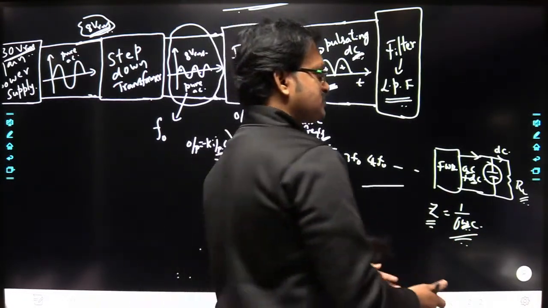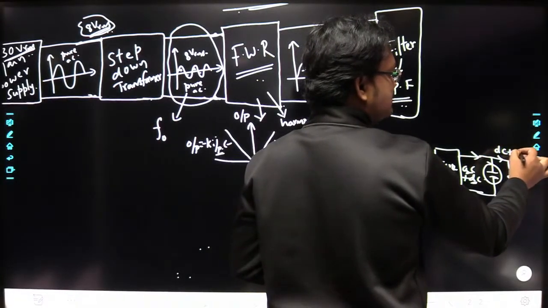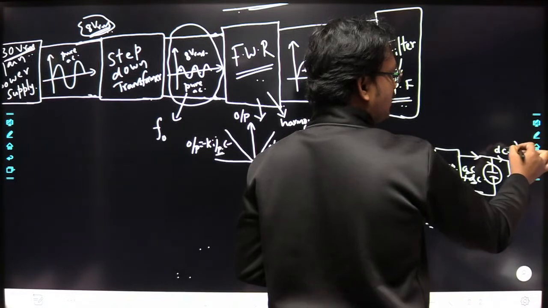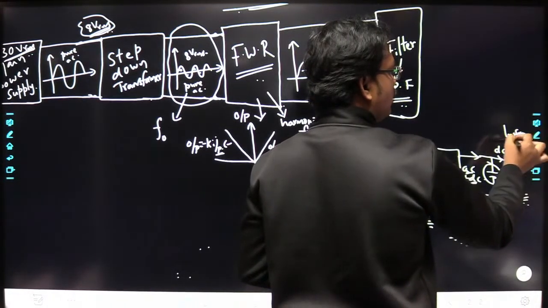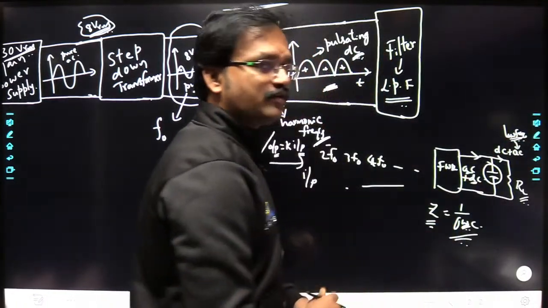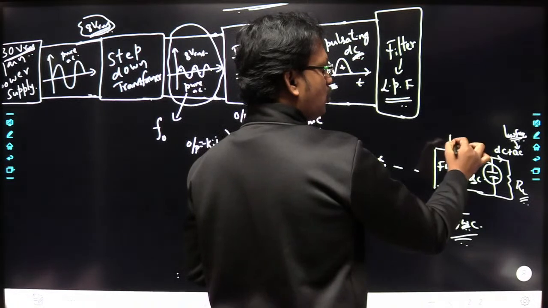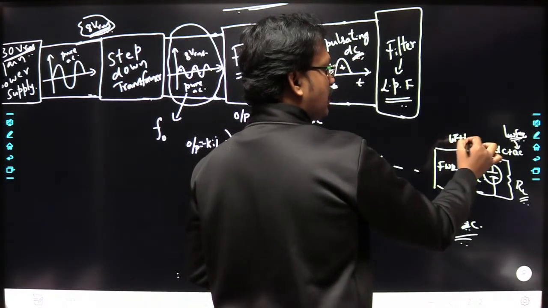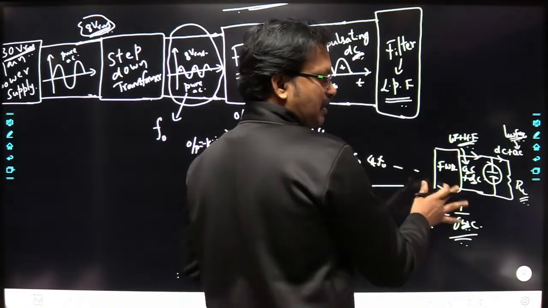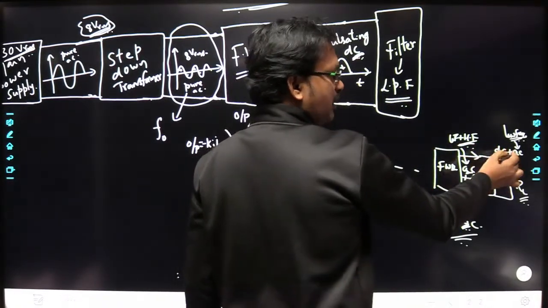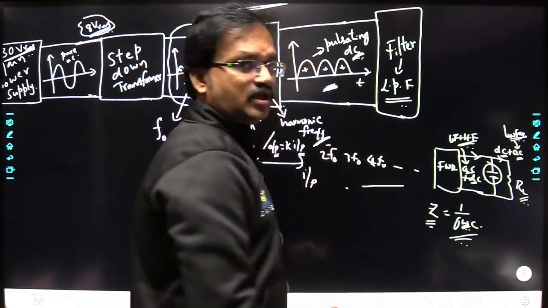Okay, so that means the output, whatever you are getting here, is still going to have DC plus AC, but here the AC is going to have only low frequency components. But the input AC is going to have both low frequency components plus high frequency components. Both are present at the input. But coming to the output, you still have DC as well as AC, which has only low frequency components.